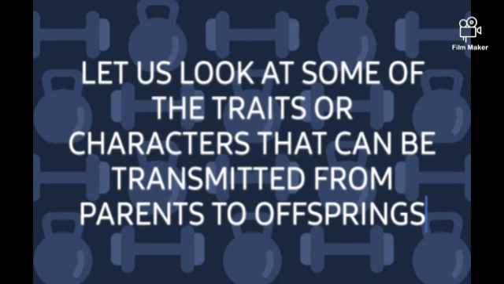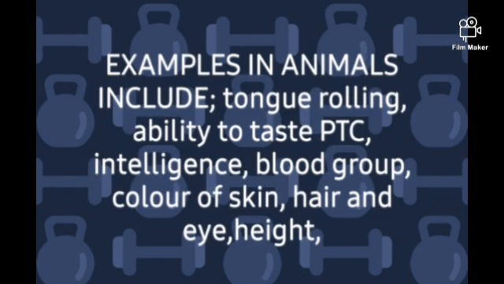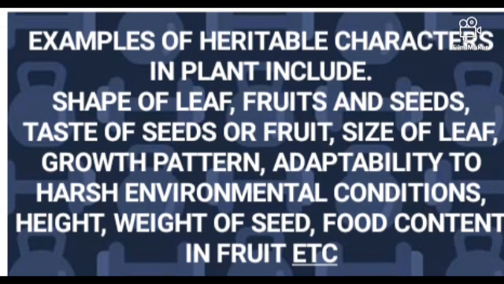Let us look at some of the traits or character that can be transmitted from parent to their offspring. Let us look at inheritable character. Examples of heritable character, that is character that can be transferred, include tongue rolling, ability to taste PTC, intelligence, blood group, color of the skin, color of the hair, color of the eye, height, weight, sickle cell, hemophilia. All of these things are transmittable in animals. Okay, don't forget that has to do with inheritance. I told you heredity has to do with transmission of traits.